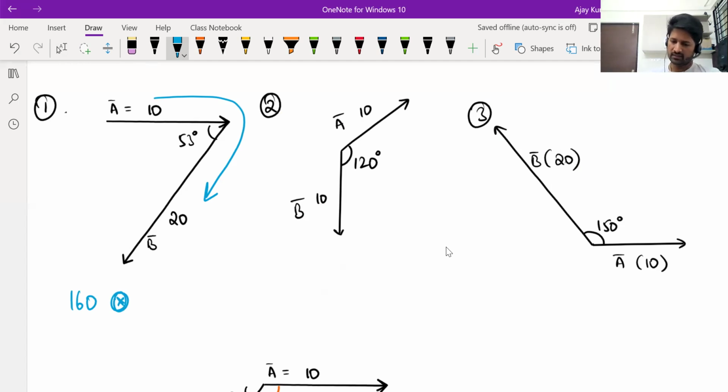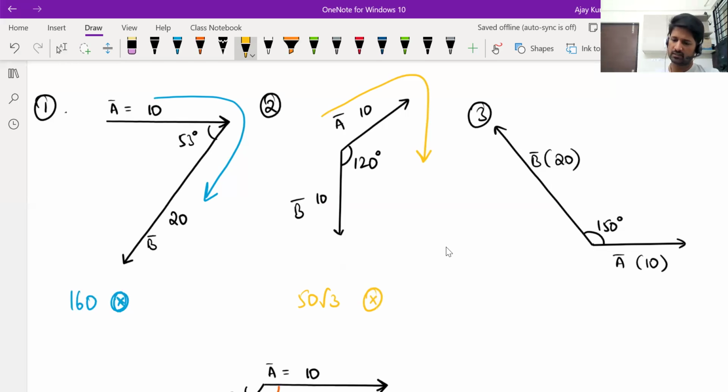Fine. Next case, it's straightforward. The angle 120 is actually the angle between the two vectors. You can use it directly. So 10 into 10, 100 into sine 120. Sine 120 is root 3 by 2. So it becomes 50 root 3. And we need A cross B. So move in the direction of A and turn towards the direction pointed by B. Again, clockwise rotation. So into the screen.